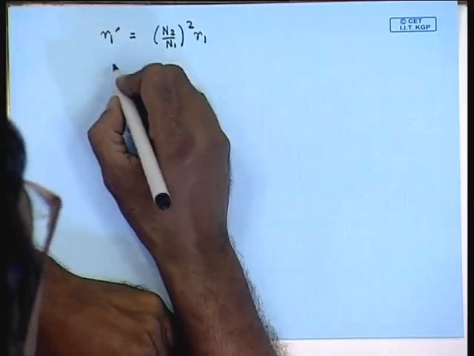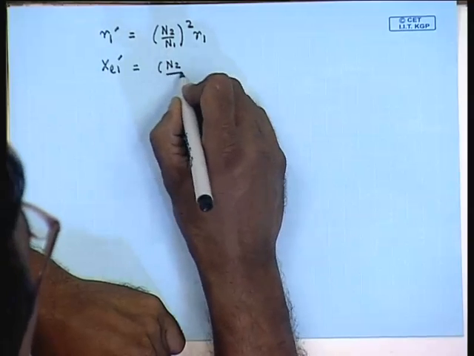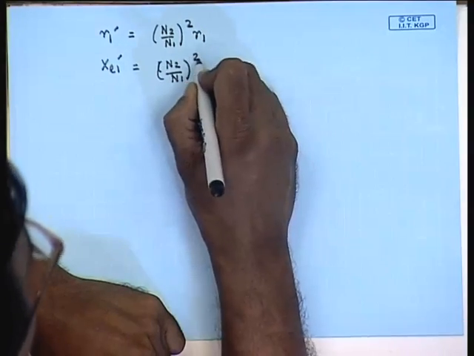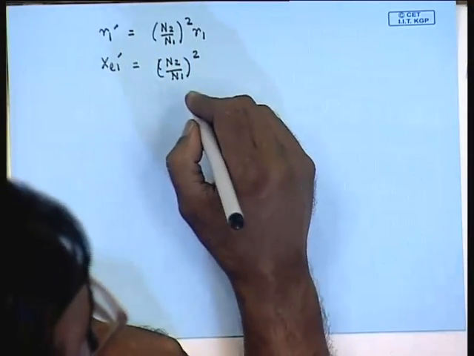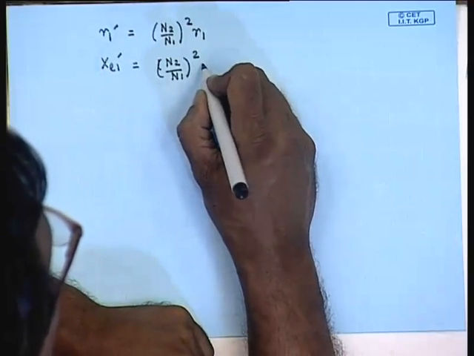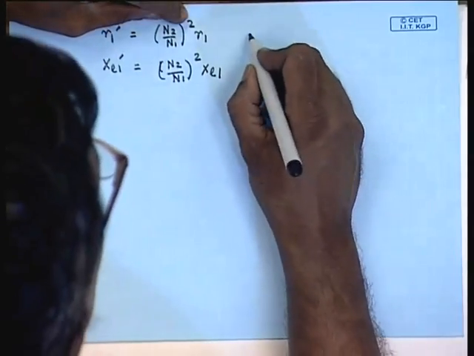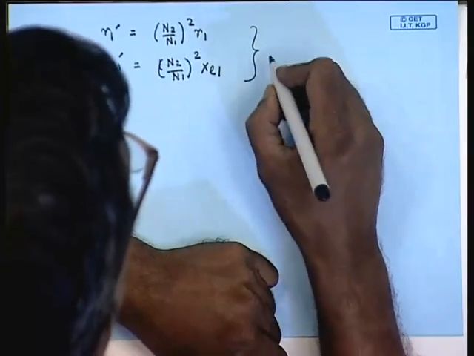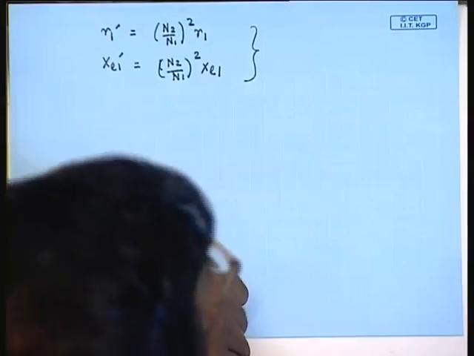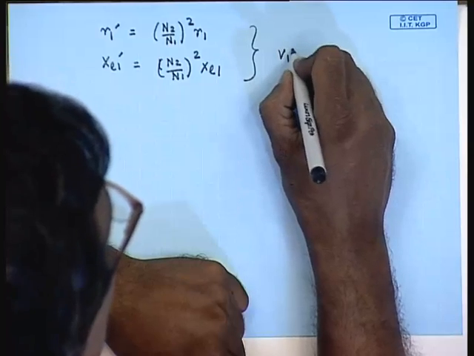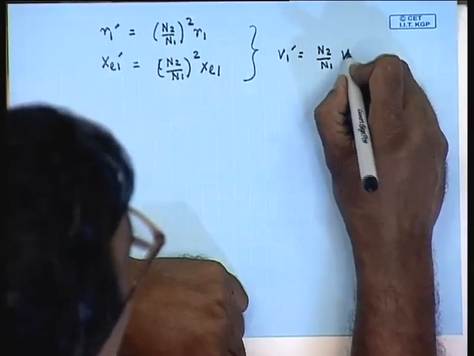Similarly, XL1 dash equal to N2 by N1 square into XL1, and we have already obtained V1 dash equal to N2 by N1 into V1.